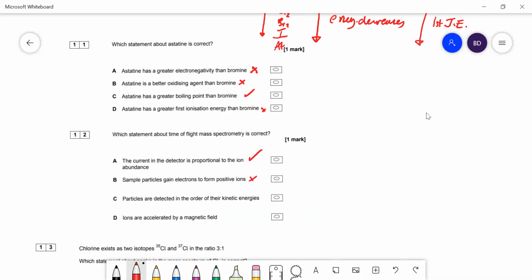For anything to form a positive ion, it loses electrons; if you gain an electron, you're going to become negative. So that's definitely wrong. Particles are detected in order of their kinetic energies? No, because they all have the same kinetic energy. They've got different speeds because they've got different masses. The ions are accelerated not by a magnetic field, but by an electrical field. So that's wrong. Okay.